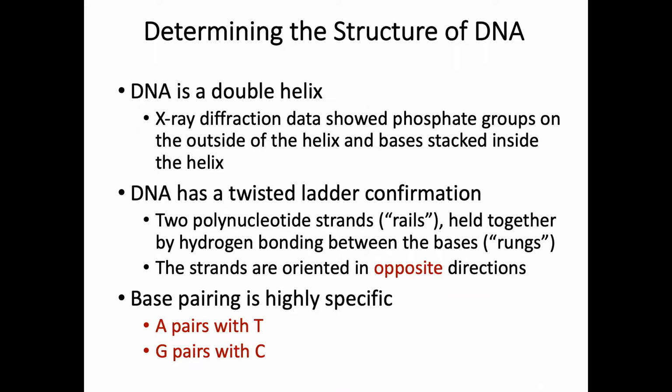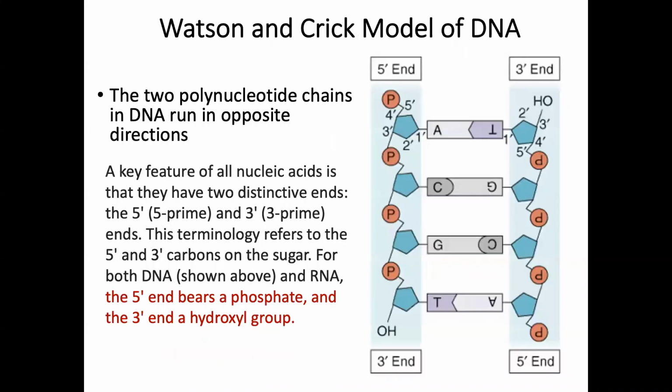So as a summary, DNA is a double helix and has a twisted ladder conformation. The 2 polynucleotide strands are the rails of the ladder. The 2 strands are held by hydrogen bonds forming between the bases, similar to the rungs of a ladder. The base pairing is highly specific. A can only pair with T, and G can only pair with C.